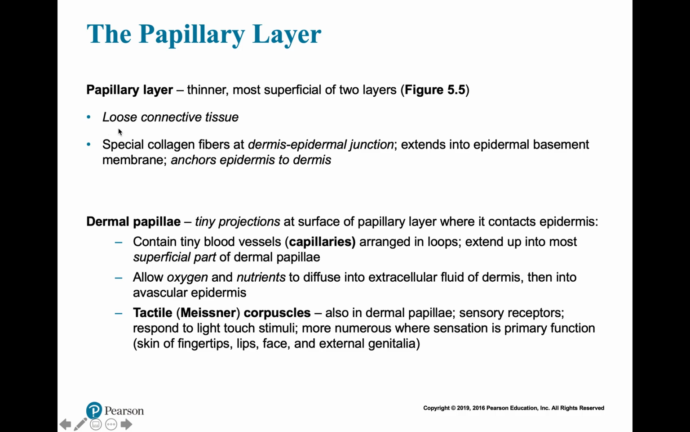So the papillary layer, again, is made up of loose connective tissue. The bulk of that extracellular matrix will be the ground substance that's going to allow for lots of oxygen and nutrients from the abundant capillaries, the abundant blood vessels, to diffuse to the avascular epidermis. And then we talked about the presence of those Meissner's corpuscles, which are sensory receptors. They respond to light touch stimuli. And then, of course, just like the Merkel cells, these Meissner corpuscles will be more numerous in areas of the skin that are more sensitive to light touch: fingertips, lips, face, as well as external genitalia. So you'll find more Meissner's corpuscles located in the papillary layer of the dermis in those specific regions of the body.